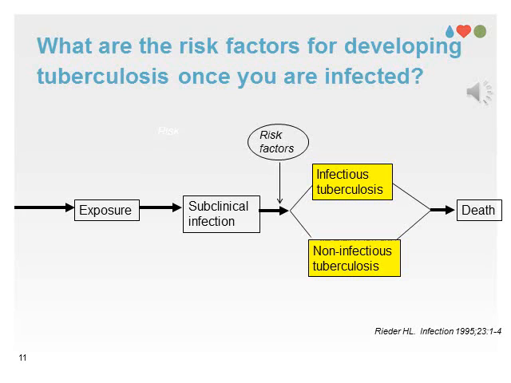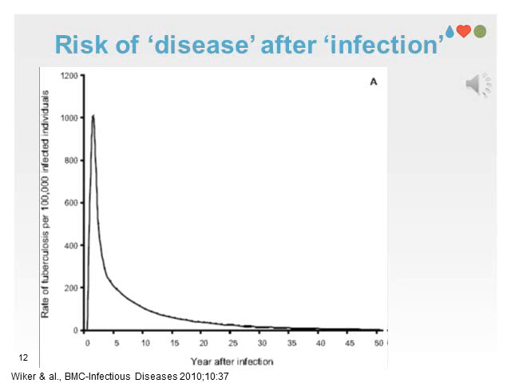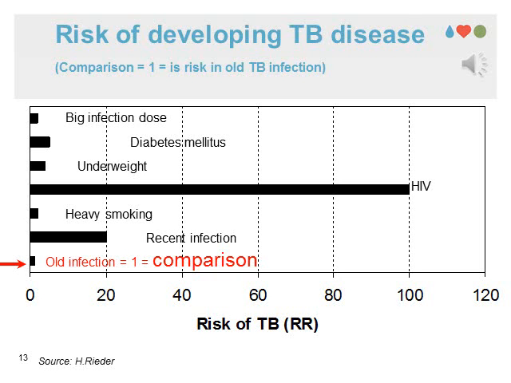What are the risk factors for developing tuberculosis disease, whether infectious or not, once you're infected? The outcome measurement is incidence of tuberculosis disease. The risk of developing disease once you're infected is much higher the first years after the initial infection. Then after some years, the risk wanes. Some well-known risk factors for developing disease are shown in this figure. The risk is compared to the risk of an old latent infection, which is set at 1. The strongest risk factor by far is HIV disease, which untreated may have 100 times higher risk.